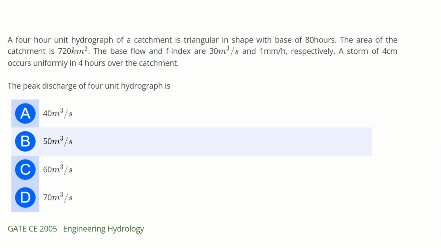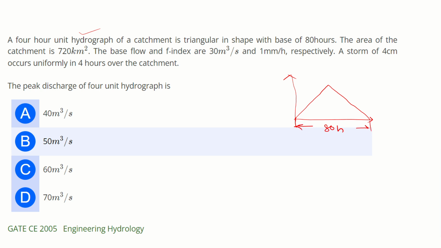So this was asked during 2005. Okay. So what is the question? There is a 4-hour unit hydrograph. ठीक है, एक कैचमेंट का 4-hour unit hydrograph जो है that is triangular in shape और उसका base जो है that is 80 hours. Okay, so if we draw the unit hydrograph, it will be a triangular unit hydrograph. ठीक है, जिसका base जो है that is 80 hours.